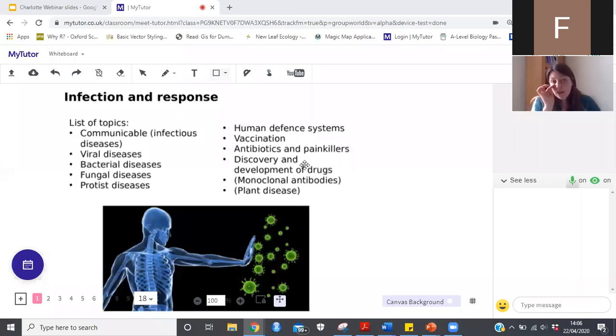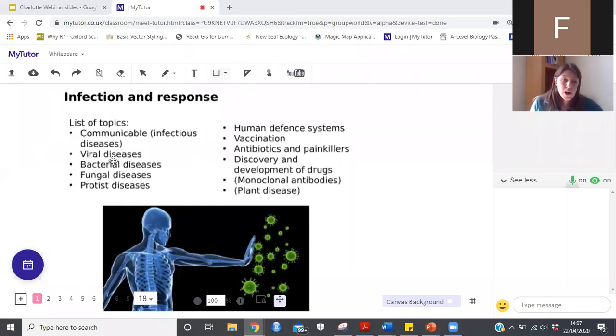We talked about, let's clear up the difference between pathogen and disease first. Pathogens are the microorganisms that cause the disease, and the disease is the collection of reactions in our body as a response to that microorganism.